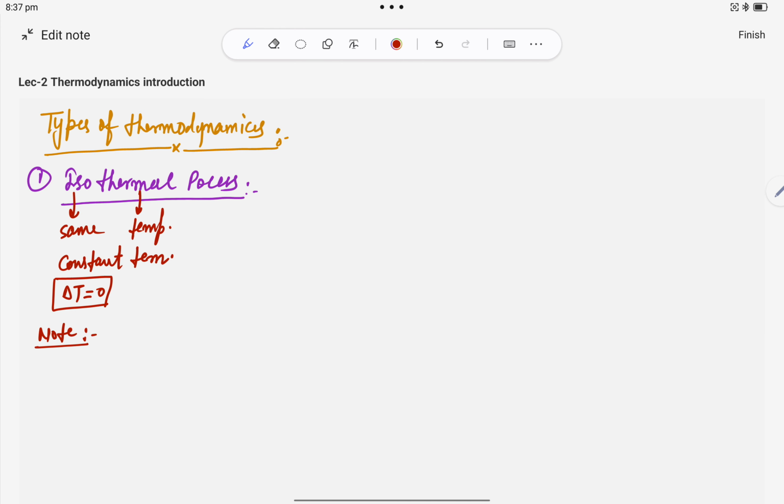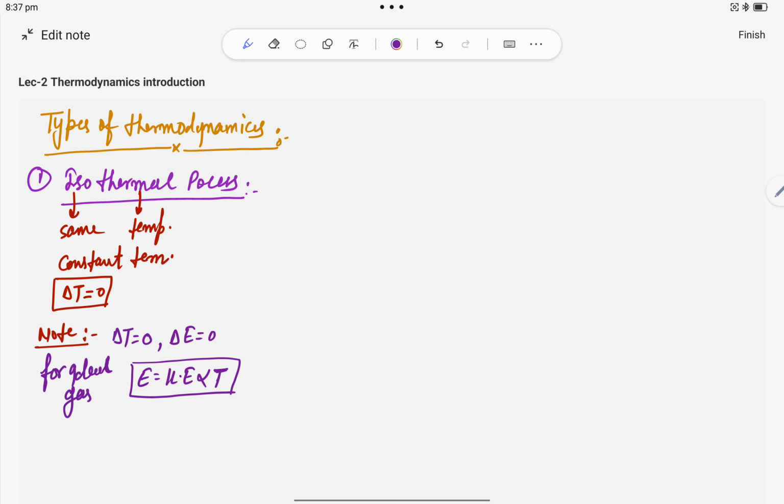One note I am telling you, it's very important. If delta T is 0, we are talking about an ideal gas. Which gas? Ideal gas. If delta T is equal to 0, then delta E also will be 0. Why? You know, E is kinetic energy, and kinetic energy is directly proportional to temperature. So if delta T is 0, then delta E will be 0 for an ideal gas. Okay, so it's an important part.